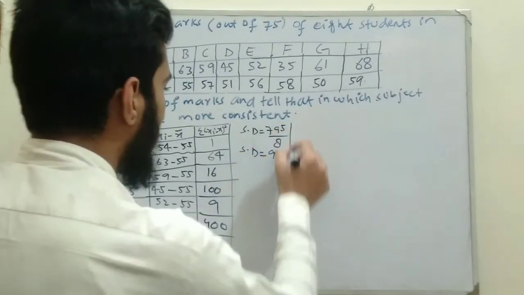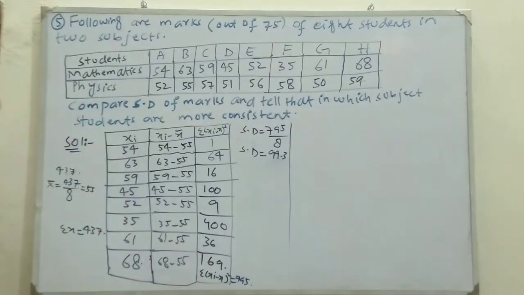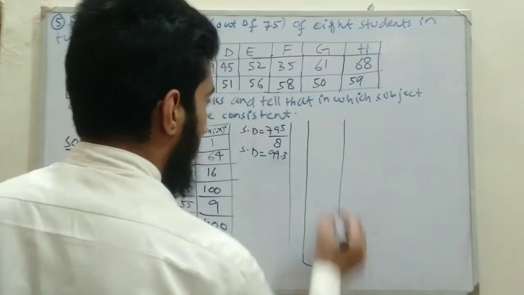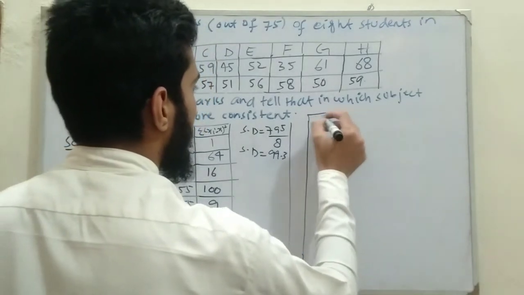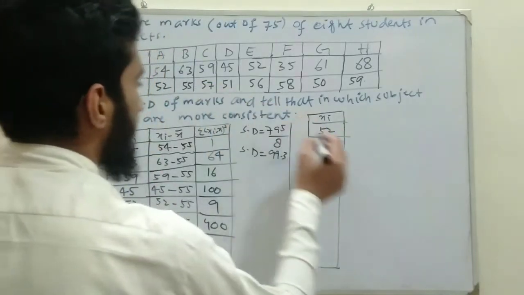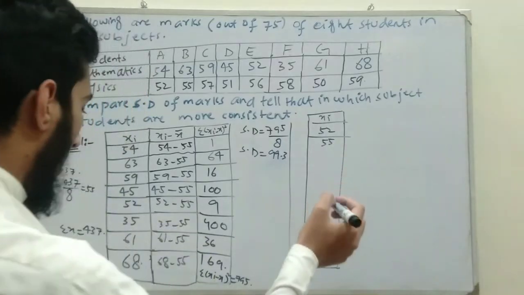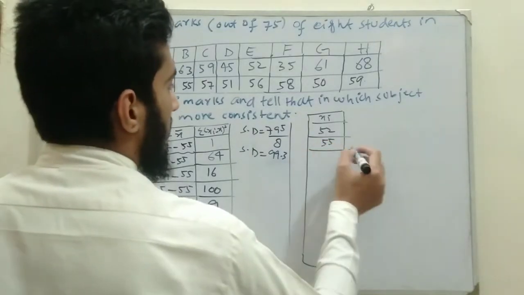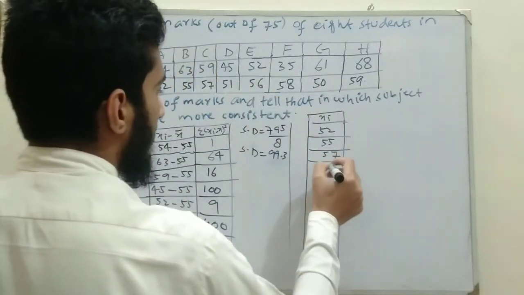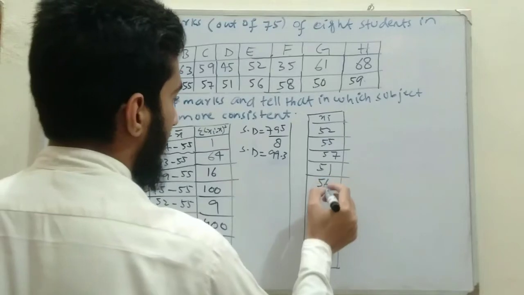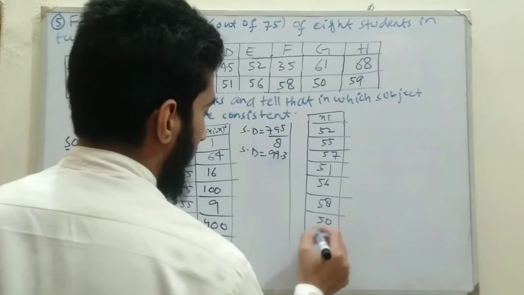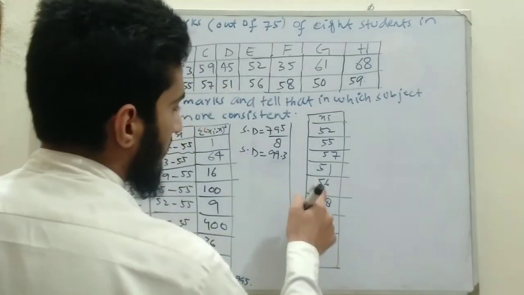Now we are going to find the standard deviation for the physics student. So draw a column over here. Let's suppose these are xi values. The first value is 52. After this the second value is 55, and after this we have 57. After this we have 51, then 56, then 58. After this we have a 50, and after this we have a 59. So 1, 2, 3, 4, 5, 6, 7, 8.